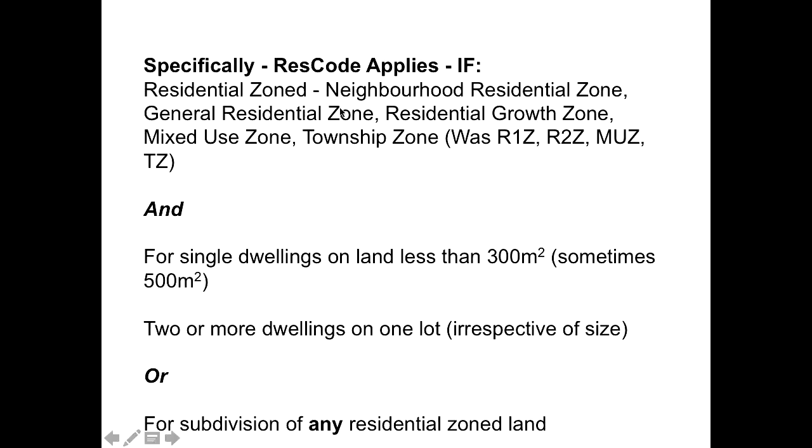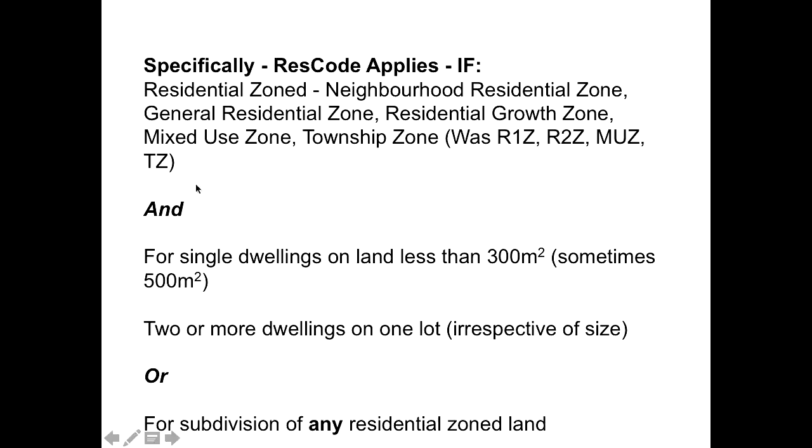So it applies if it's residentially zoned, and if the land is usually less than 300 square metres, thinking of this argument I made here, and if there's 2 or more dwellings on one lot. So if we're putting 2 structures here, we want to know how they will interact, because we expect it is highly likely whoever's built that will want to subdivide it. So we want to know how that will work.